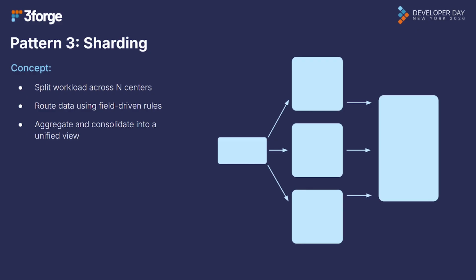Third pattern is called sharding. This is when your data volume gets massive. The idea here is very simple. You distribute the workload across n number of centers, which are called shards, and then each of the shards aggregates the data into a smaller subset, and then that data gets consolidated back to a consolidation center.